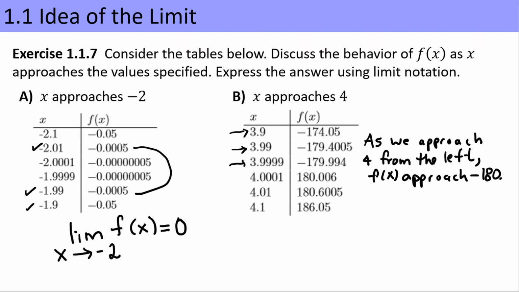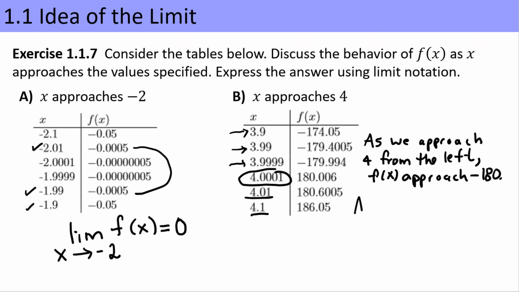And that is at 4.1, we got 186.05 for the function output. At x equals 4.01, the function value is positive 180.6005. And finally, when we get to x equals 4.001, the function value of f of x is positive 180.006.